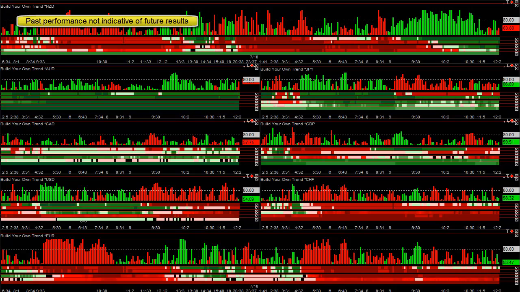The monthly trend's kind of mixed. It was down, shifted just barely up, shifted down again. So the longer-term trend of the dollar is down. So the Australian dollar is a good one to be looking for buys in after around 9:30.